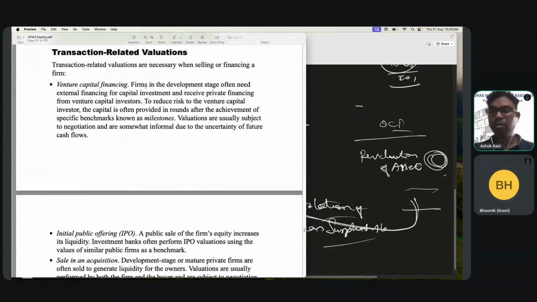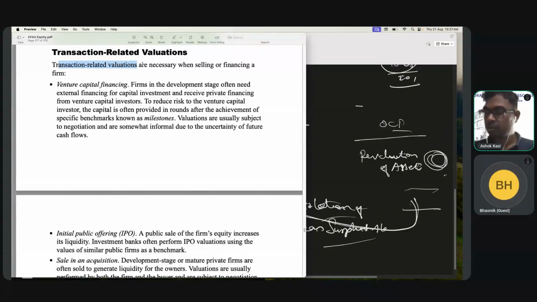Transaction related valuation means you will see in the newspaper they will publish like this: so and so company has invested $1 million, and so now the valuation of the company goes to this much. Just because somebody invested, the value of the company is becoming a $1 million company. That is venture capital financing. That is called transaction related valuations.